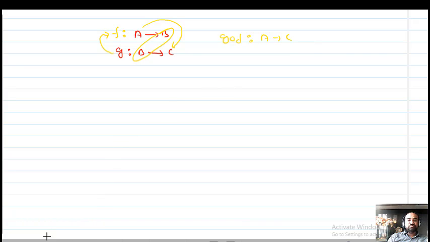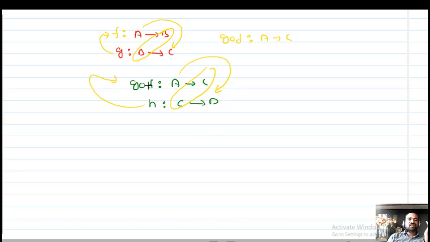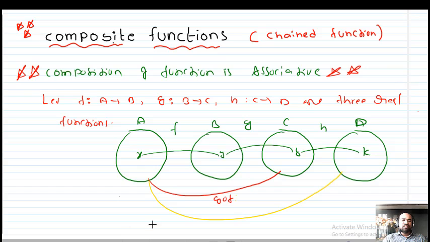Now I want to write here, students, g circle f is from A to C, and h is from C to D only, no? What is the meaning of this? There is a new function from A to D. What is the new function? Composition of these two. So that is h circle of g circle f, which is from A to D. This is the new function from A to D. I can call it h circle of g circle f. I will write now. Here I will write, this is nothing but h circle of g circle f.